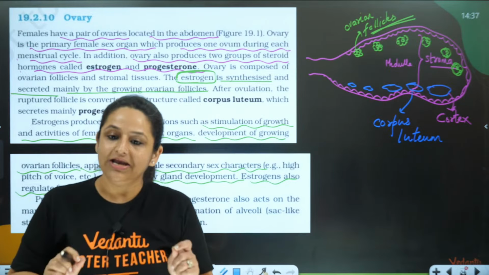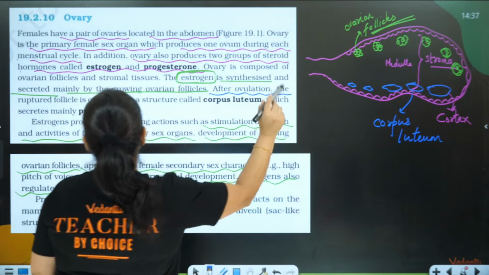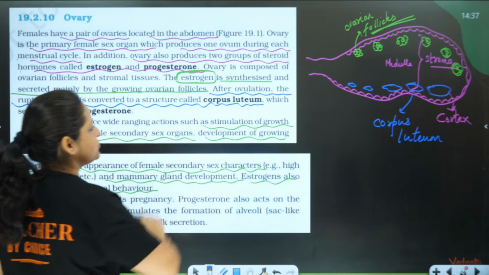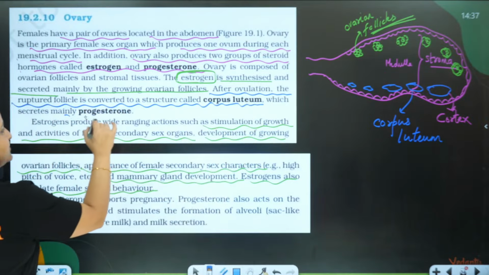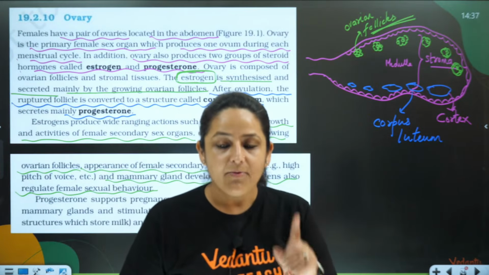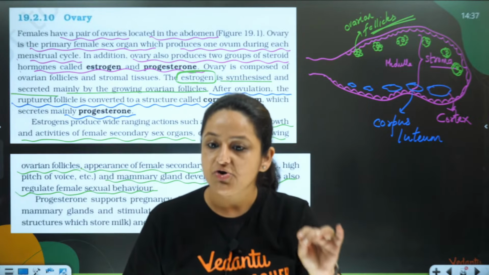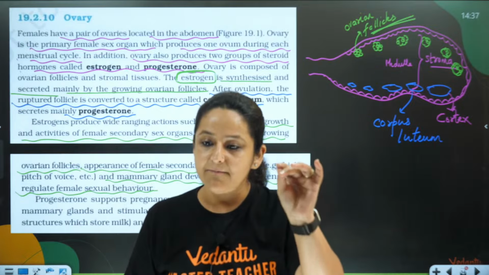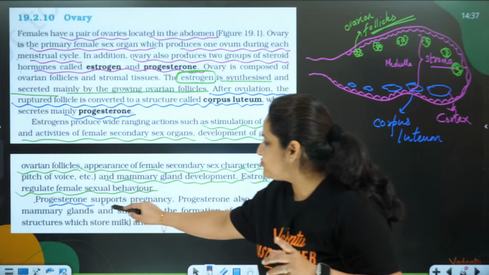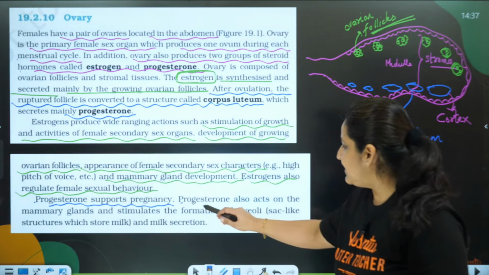At your level, you just have to understand that after ovulation, the ruptured follicle is converted into a structure called the corpus luteum, and it is the corpus luteum which mainly releases a hormone called progesterone. Progesterone is also called the pregnancy hormone. It is the one which supports the pregnancy. Progesterone also acts on the mammary glands.